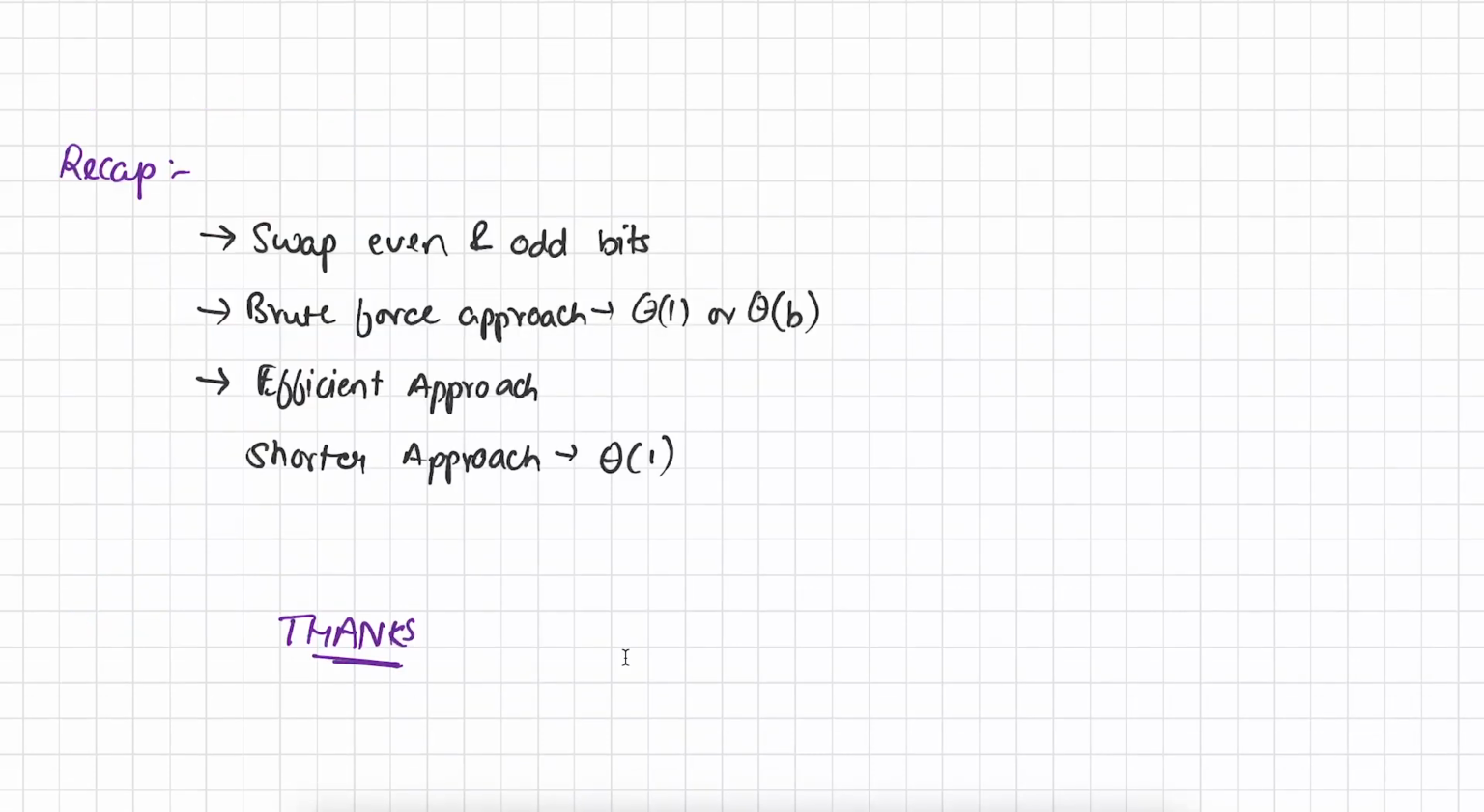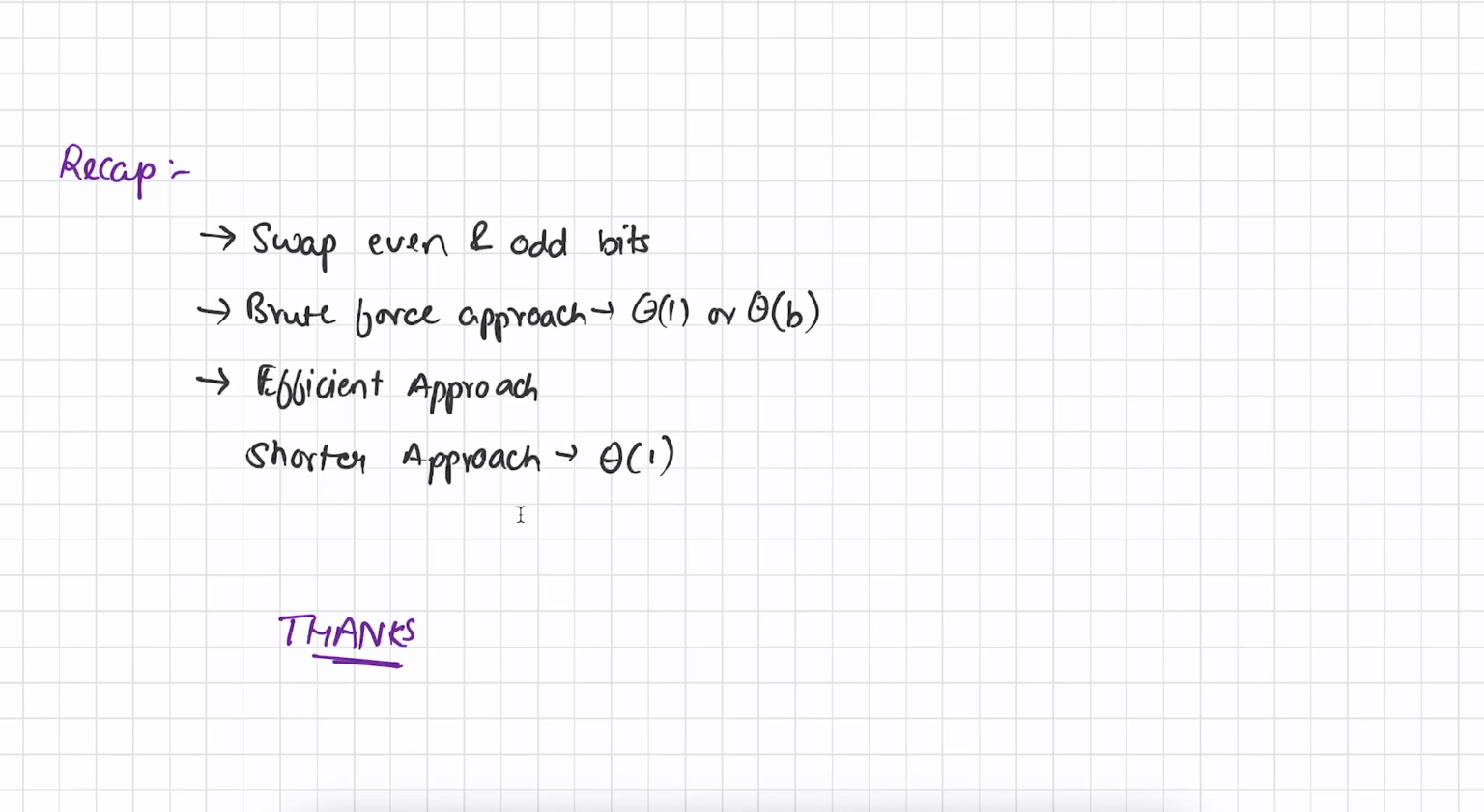Now let's have a quick recap of what we have learned so far. We are given a number and our task is to swap even bits with odd bits and odd bits with even bits. We saw a brute force approach to solve this problem, and the time complexity of brute force came out to be theta of 1, or theta of the number of bits present in the number. Then we saw an efficient approach to solve this problem, which was also a shorter implementation.